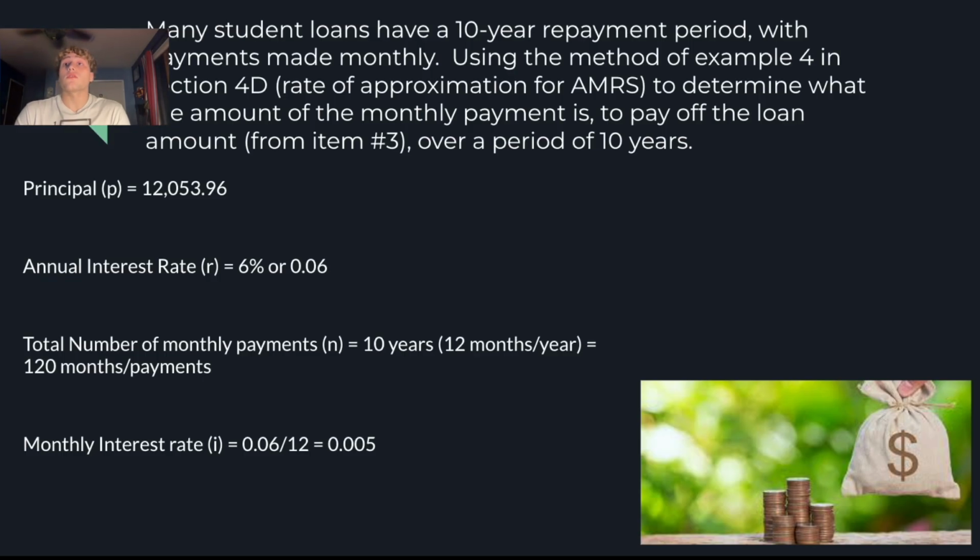Many student loans have a 10-year repayment period with payments made monthly. Using the method of example 4, the rate of approximation for ARMs, determine what the amount of monthly payment is to pay off the loan from item number 3 over the 10-year period.